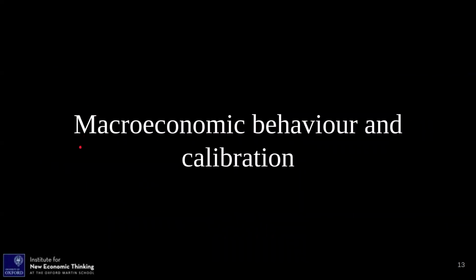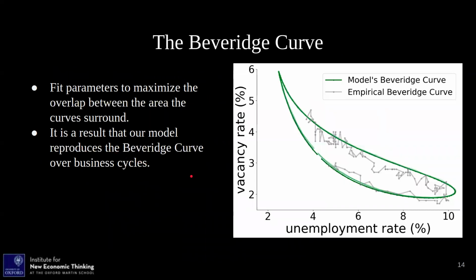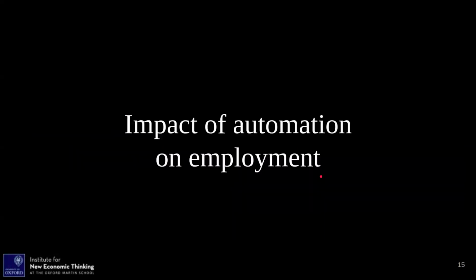To calibrate the model, we use the Beveridge curve. This curve is the plot between the vacancy rate and the unemployment rate. It's well known that when there's a crisis, unemployment rate goes up and vacancy rate goes down. And when we're recovering, unemployment rate goes down and vacancy rate goes up. There's also a cyclicality on this curve that's important, and we managed to reproduce it as well.